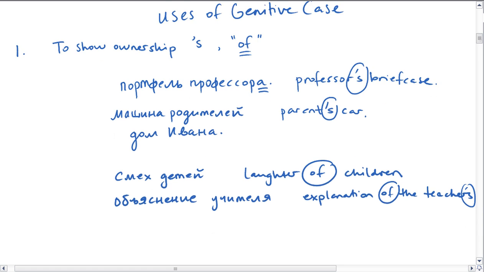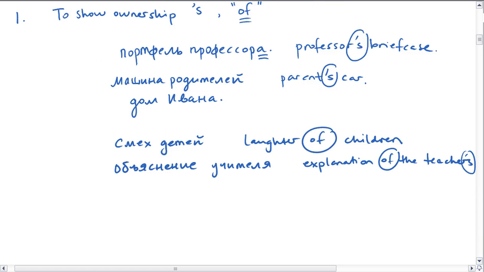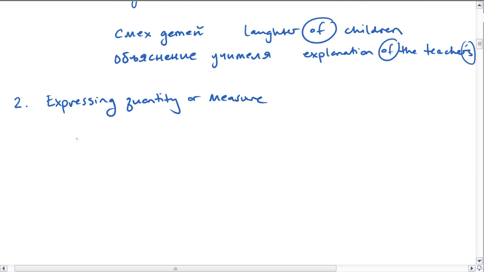And then the other or another common and somewhat varied use is expressing quantity or measure. So we're going to use the genitive case to express quantity and measure. So we're going to use it to look at or to express parts of a whole. And again, there's our secret word of.